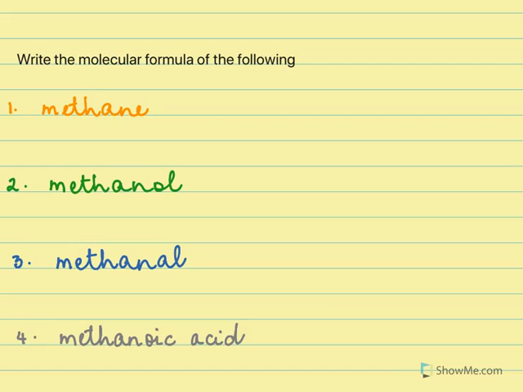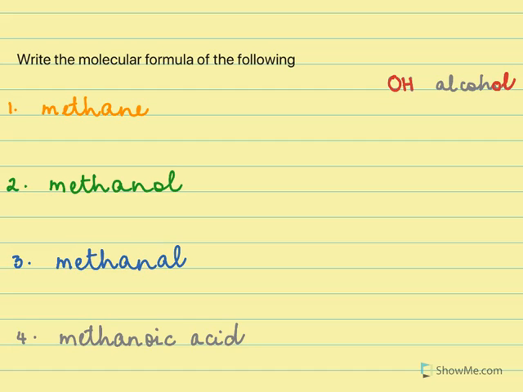Write the molecular formula of the following. Before we start this, let's just revise our functional groups. We know if there is an OH, it is an alcohol. So we write this OH is an alcohol and all of them end with an OL.